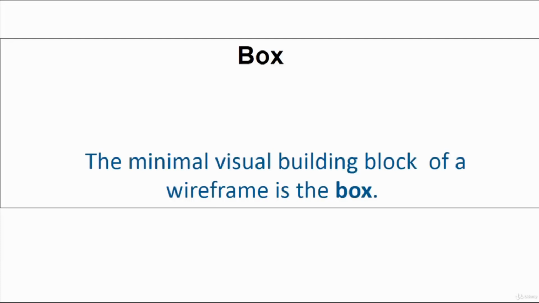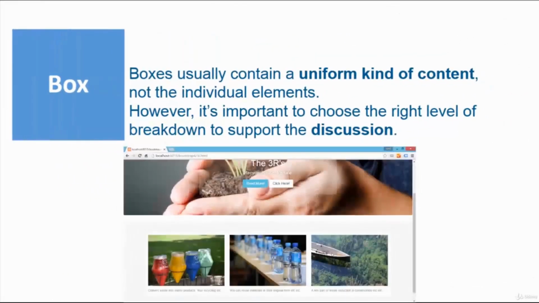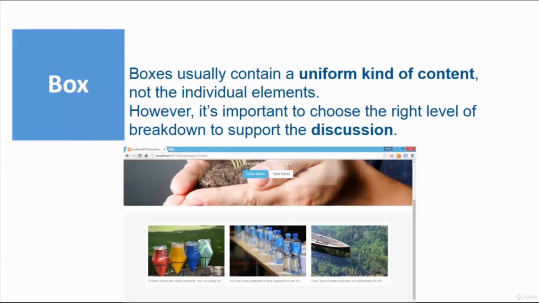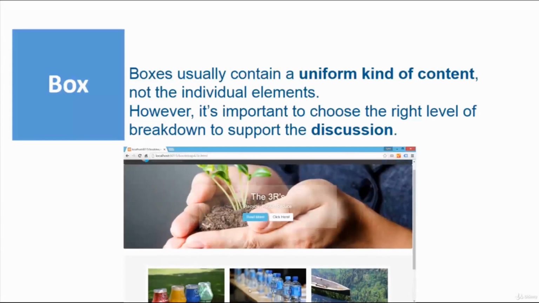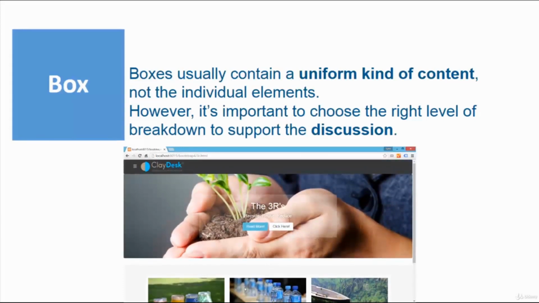Think of this as a container. If you're familiar with, let's say, the Bootstrap framework, it serves the same purpose. Okay, so everything happens in the box, whether this box is for the desktop, or for the mobile device layout that you're creating, whether it's iOS or Android or your tab, could be anything, right? But the minimal visual building block of a wireframe is the box. So boxes usually contain a uniform kind of content, right? Not the individual elements. It's important, however, to choose the right level of breakdown to support the discussion.